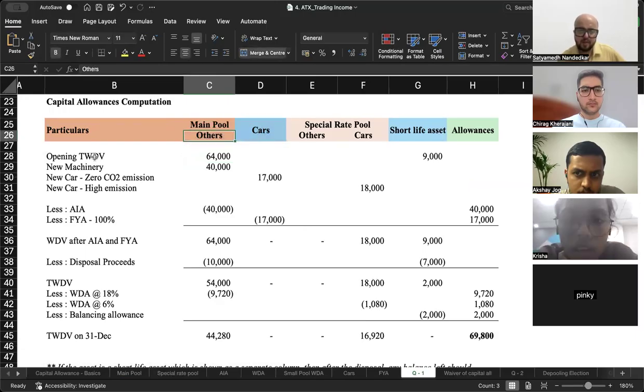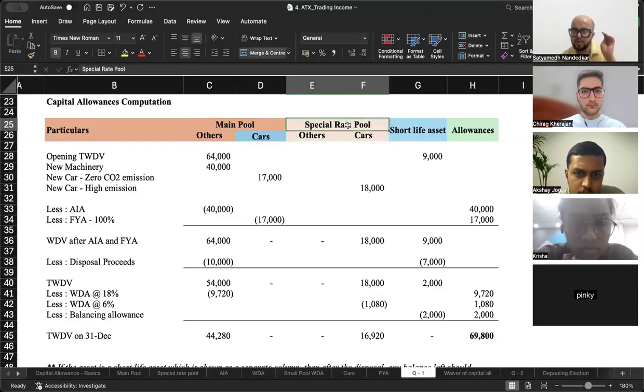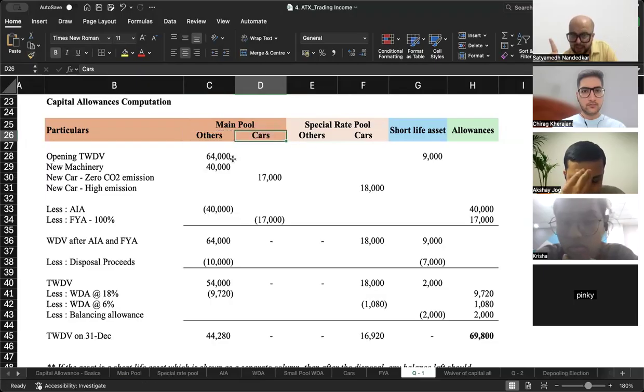What I would do is, in the main pool, I would write down cars. The main pool I will divide into two categories, others and cars. Similarly, the special rate pool also I'll divide into two categories, others and cars. Because on cars there is no AIA, on others there is AIA.